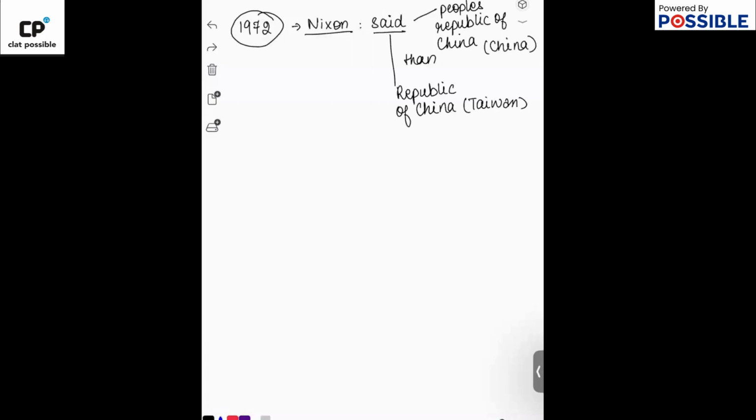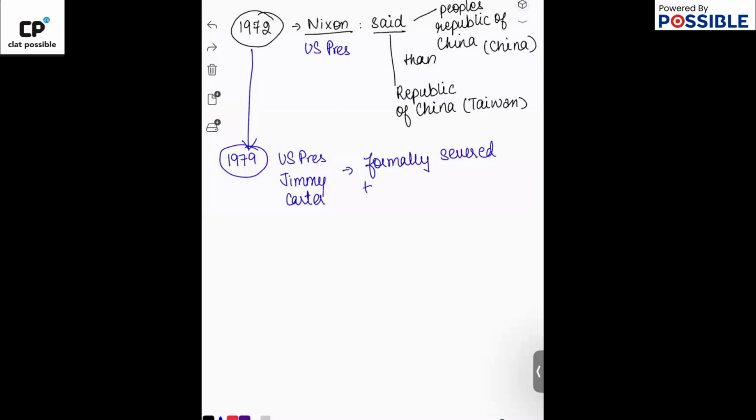The first guy to formally do it was Jimmy Carter in 1979. So right after that, the US President Jimmy Carter was the one who formally severed ties, cut off the ties with Taipei or Taiwan. The capital of Taiwan is Taipei, right? So, let me just, so Taiwan. ठीक है? So that is another thing that might be interesting for you.